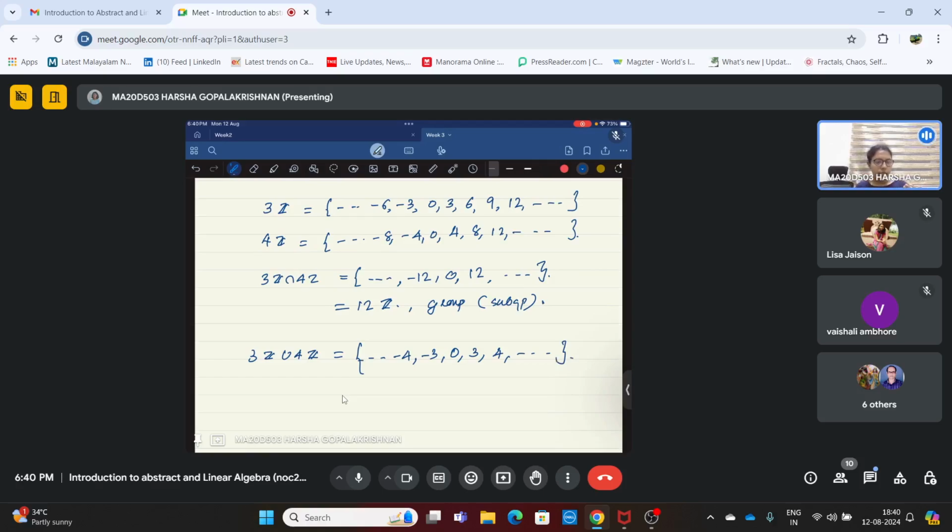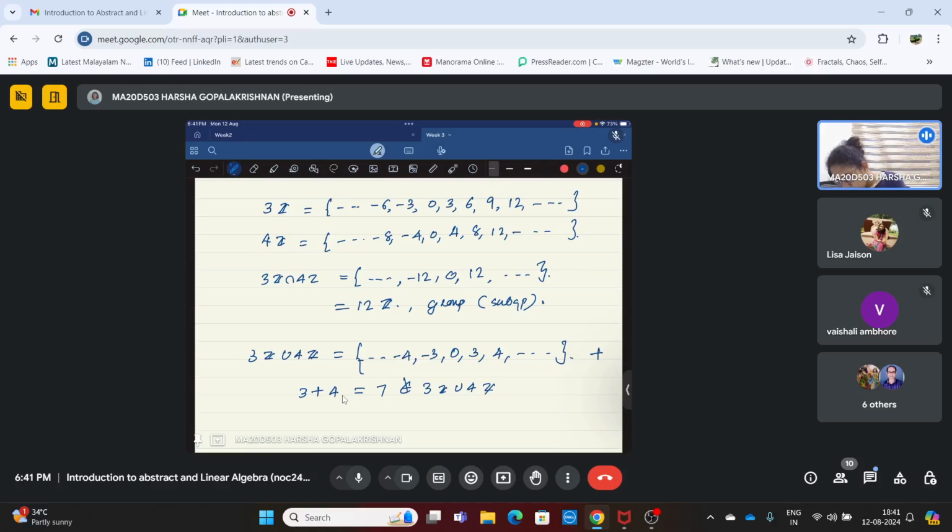For example, what I am doing is adding 3 and 4. If it is a subgroup of Z, it should be closed under the same operation as the original group Z. So what is the operation here? It should be plus, because in Z we have the operation plus. So I am taking two elements, 3 and 4, which gives 7. 7 is clearly not in 3Z union 4Z, because it is not a multiple of 3 and not a multiple of 4. So it is not in the union.